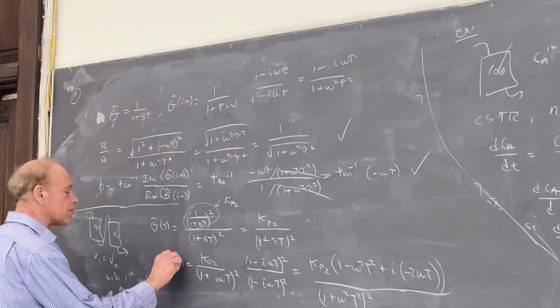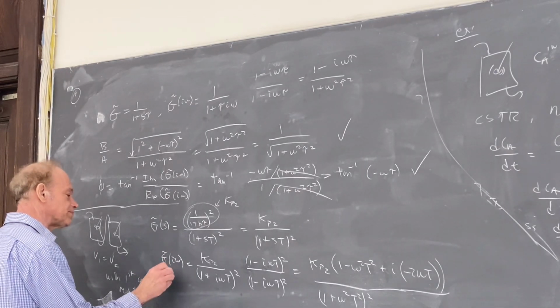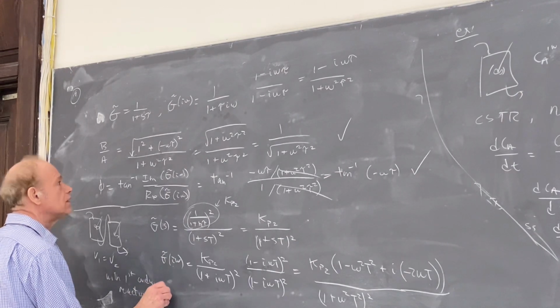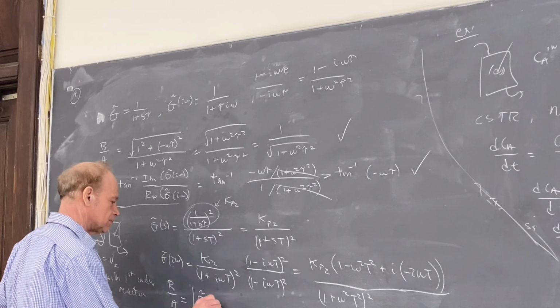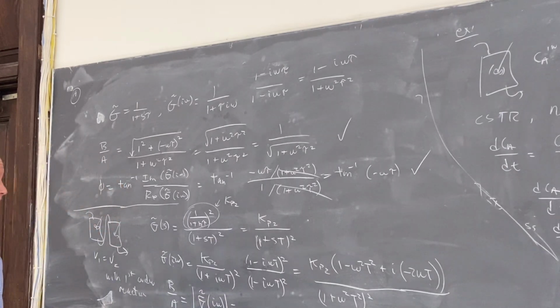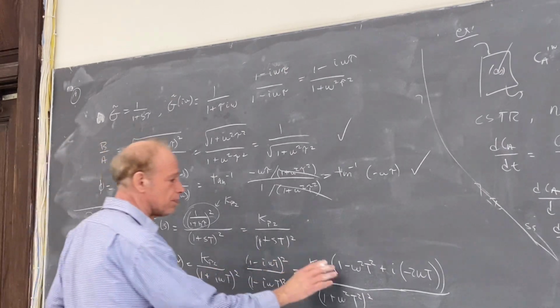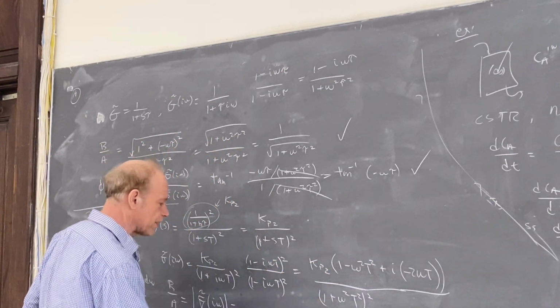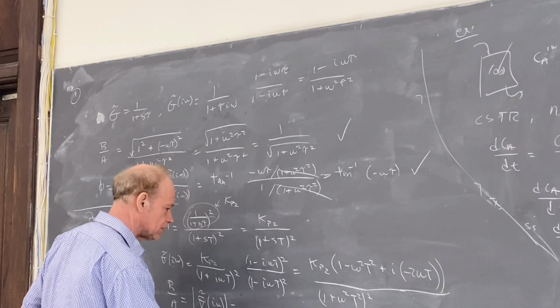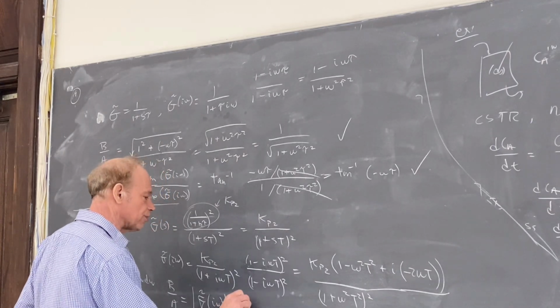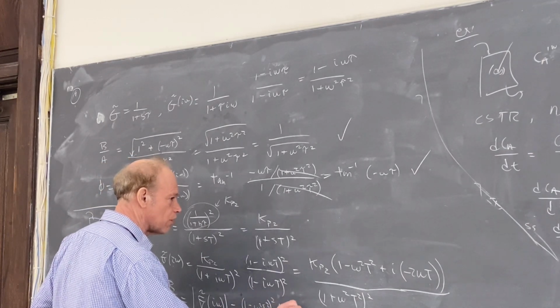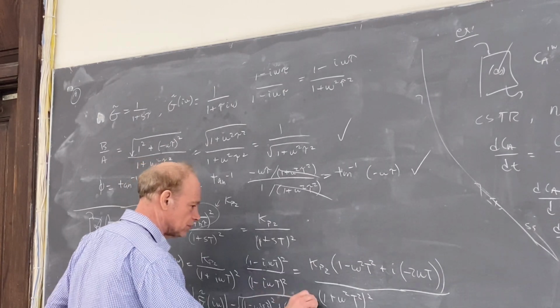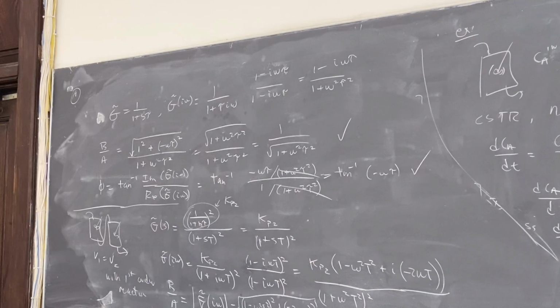So what can I say about that? What I can say is, the first thing is that B over A, which is the magnitude of G tilde of I omega, is the square root of the real part squared plus the imaginary part squared. Well, the square root of this thing squared is just itself. And here I have the square root of 1 minus omega squared tau squared, squared, plus minus 2 omega tau squared, square root. And you could work that out. That's exactly what that is.